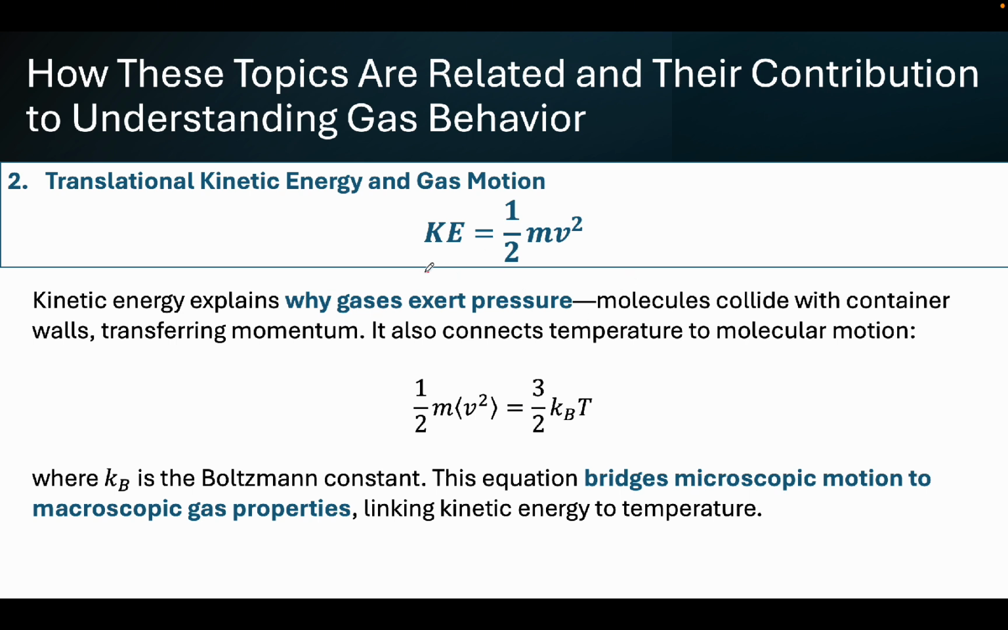Okay, number 2, the translational kinetic energy and the gas motion. We have KE, the translational kinetic energy, KE is equal to 1/2 m times v squared. So kinetic energy explains why gases exert pressure.